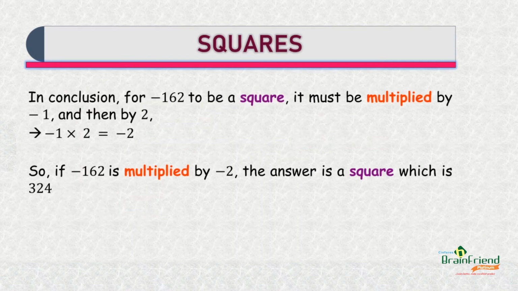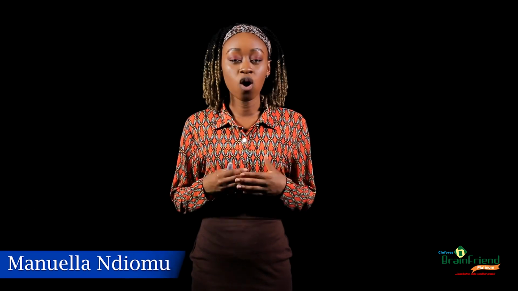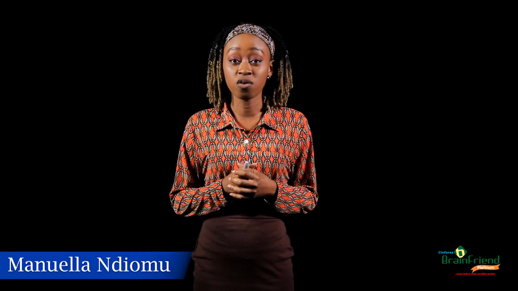To conclude, for minus 162 to be a square, it must be multiplied by minus 1 and then by 2. So, minus 1 multiplied by 2 will give us minus 2. And if we multiply minus 2 by minus 162, the answer is 324, which is a square. So, having done all those, we have come to the end of this class.